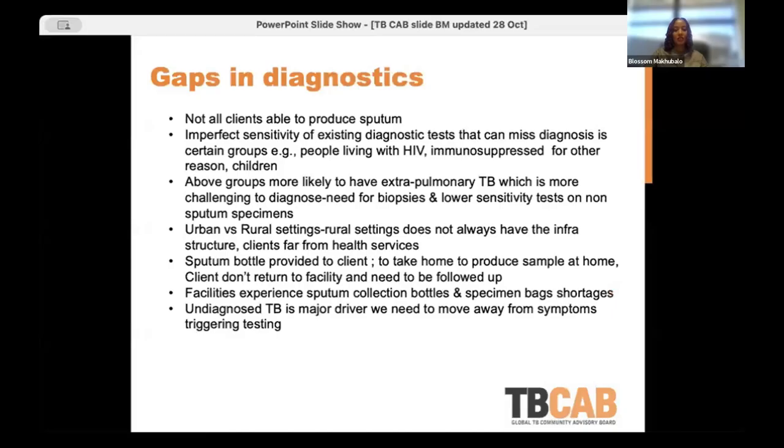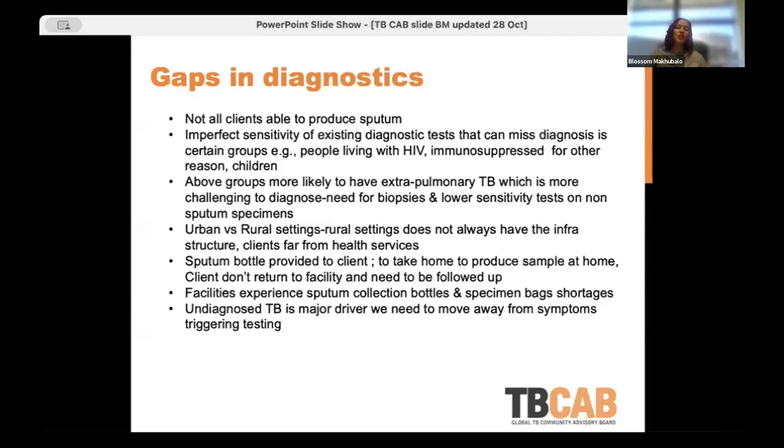And gaps in diagnostics. Not all clients can produce sputum. There is the imperfect sensitivity of existing diagnostic tests that can misdiagnose in certain groups, especially people living with HIV, people who are immunosuppressed for other reasons, for example, and children as well. And the above groups are also more likely to have extrapulmonary TB, which is more challenging to diagnose, and it needs biopsies and lower sensitivity tests on non-sputum specimens.